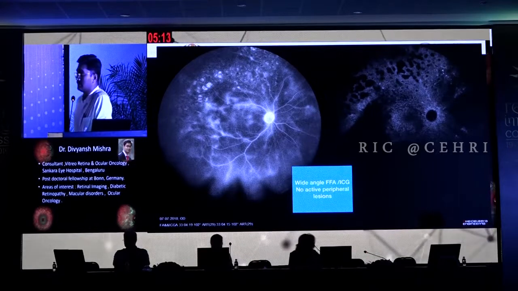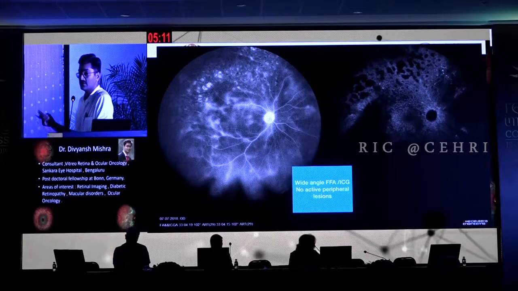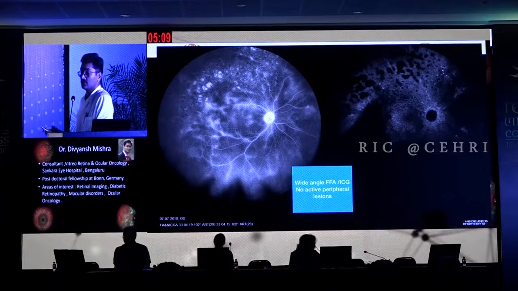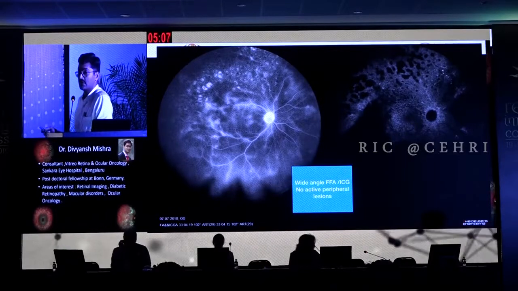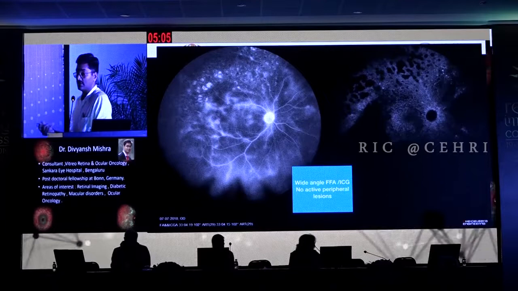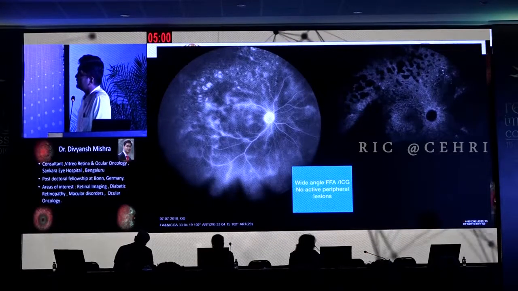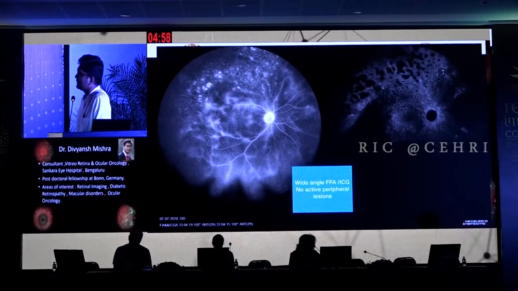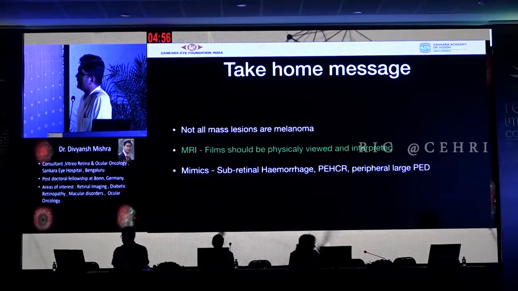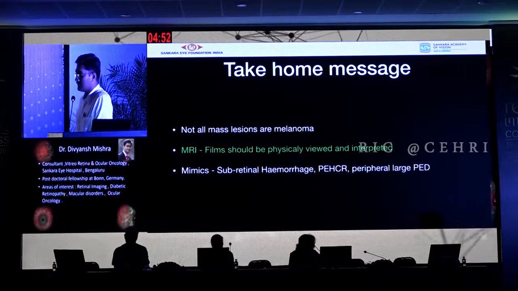PHCRs are known to cause this bleed, and yes, there are high-risk characteristics like thrombolysis, or patients who have some spontaneous hemorrhages. Patients who are on blood thinners, either aspirin or clopidogrel, can also have this. And then the late ICG, around 6 months or a year later, does not show any active disease in the periphery. So the take-home message from this case was that not all lesions are melanomas.